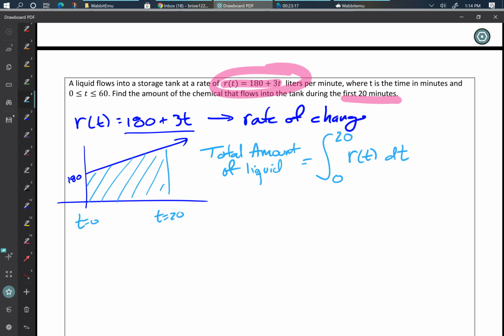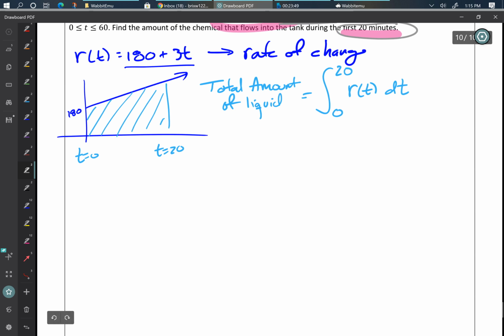dt. And about the only place that you can make a mistake here is if the units don't match up. My units are liters per minute for my rate of change, and my time is being measured in minutes. Now, if R of t was liters per hour, then I'd have to make a time change and say, instead of 0 to 20, it would have to be 0 to a third, because 20 minutes is a third of an hour. I'd have to make those units match. But we don't have to worry about that here, so this is a pretty straightforward problem.